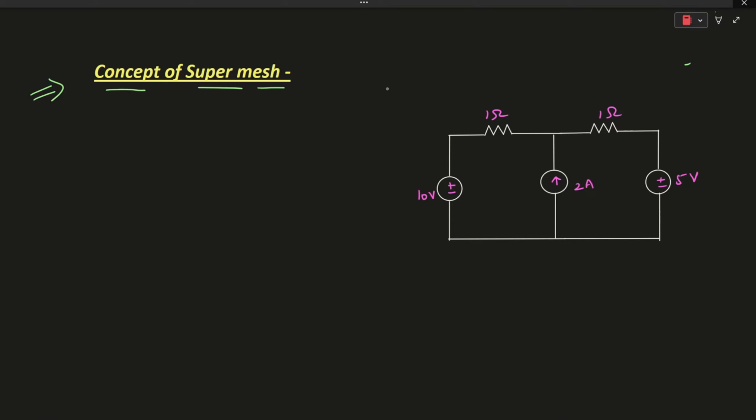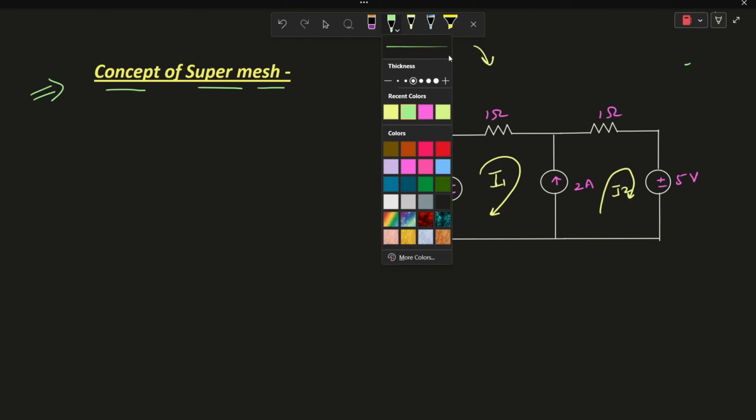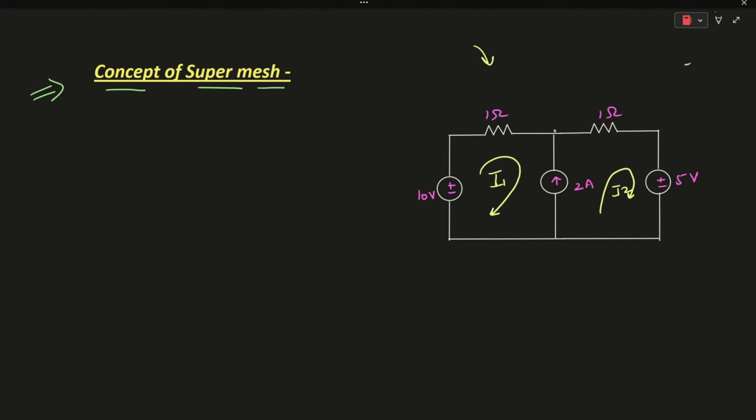Whenever we apply mesh analysis to solve any electrical network, let's say this is your network and we are applying mesh analysis. This is your mesh 1 and the current flowing in this mesh is, let's say, I1. This is your second mesh. Whenever there is a current source between the two meshes, at that time we apply the concept of supermesh. So in supermesh we exclude this current source and the elements which are connected in series with it.